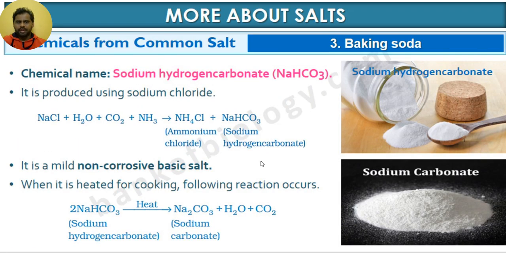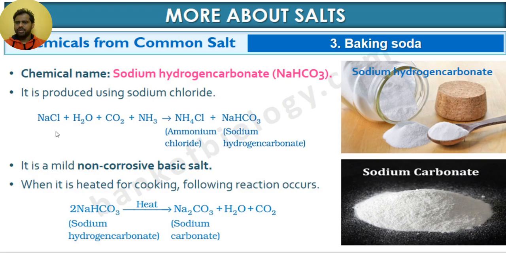Let's move ahead and also understand baking soda. Baking soda, as we all know, is used in baking cakes. What is the chemical name of baking soda? Sodium hydrogen carbonate. The important thing is to remember its chemical name, sodium hydrogen carbonate, and also its chemical formula, NaHCO3. It is produced using sodium chloride.